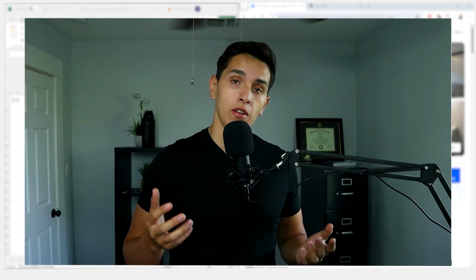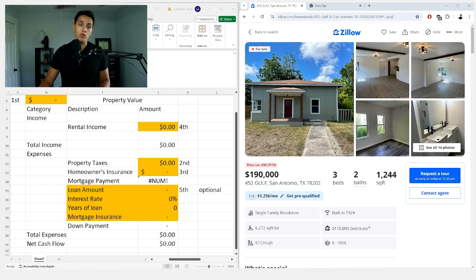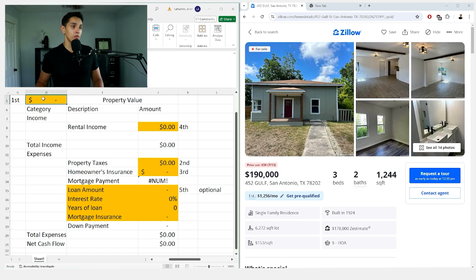Now that we have covered cash flow and the components of cash flow, let's go ahead and do an example. Here we have a property that is worth $190,000, and using this spreadsheet, what we're basically going to do is just start plugging and chugging the numbers into our cash flow equation. As you can see here on this first step, we just need to put the property value, which is pretty easy to do. Now, next, the thing we need to take a look at are the property taxes.